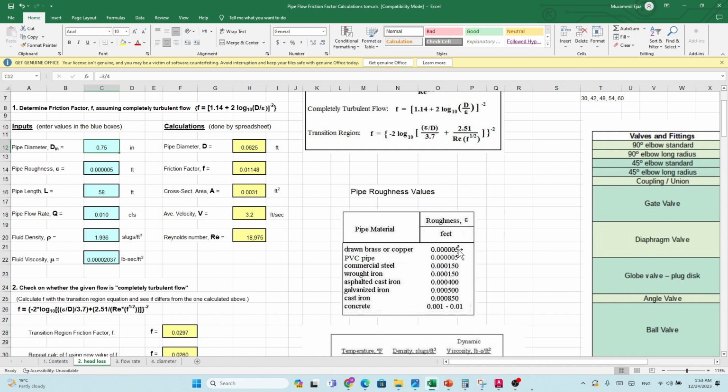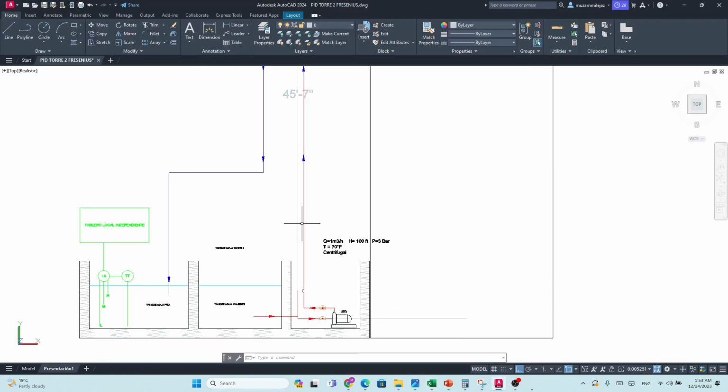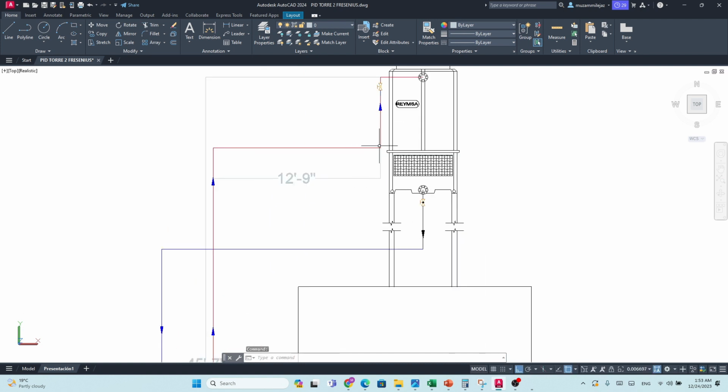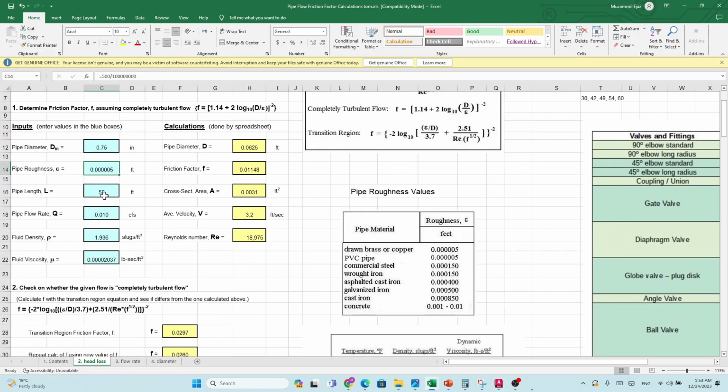Pipe roughness you can select from these pipe roughness values depending upon the type of the pipe. Let's suppose we are selecting PVC pipe, so its roughness is 10 exponent minus 6. So I have just put this over here. The pipe length: the vertical height 45 feet 7 inch plus the horizontal section 12 feet 9 inch. Okay, so the total is 58.